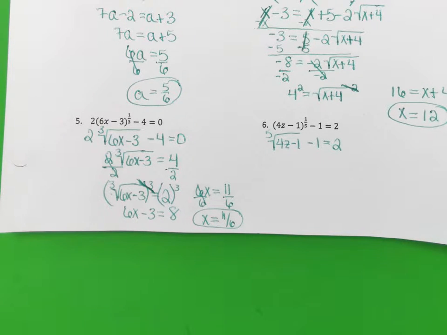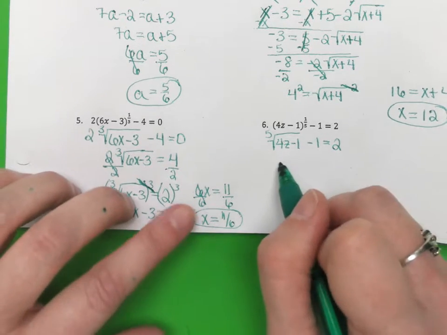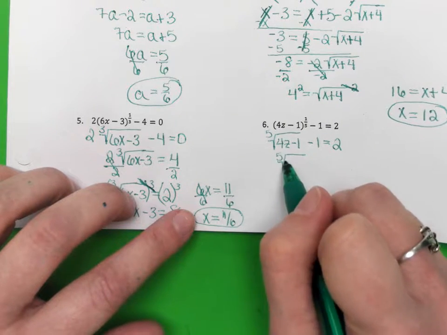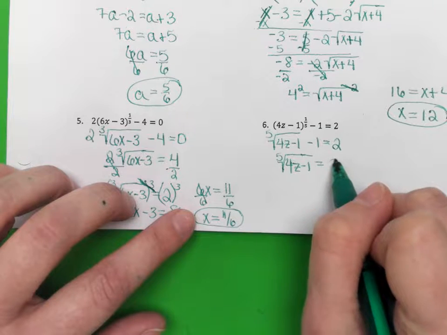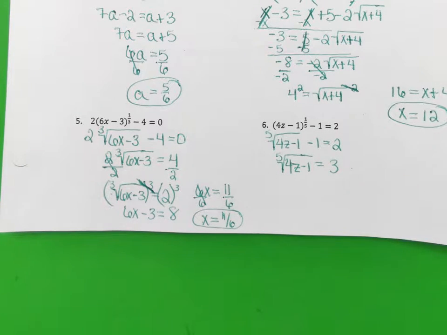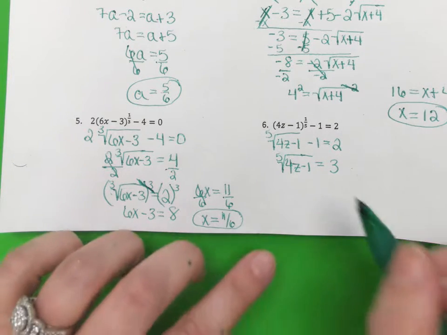What else can I do? Add the 1. Which gives me 3 on the other side. Now what power would get rid of a fifth root? Fifth power.